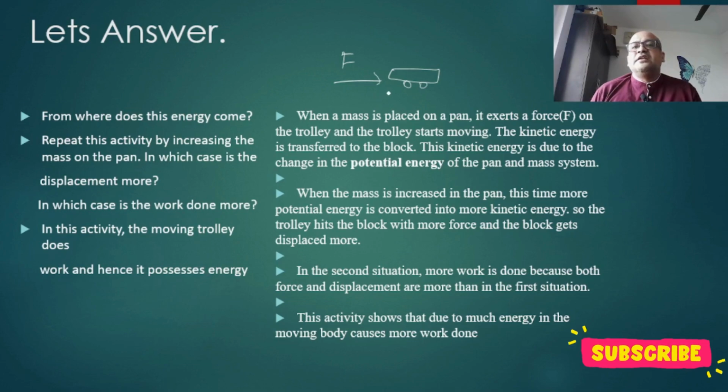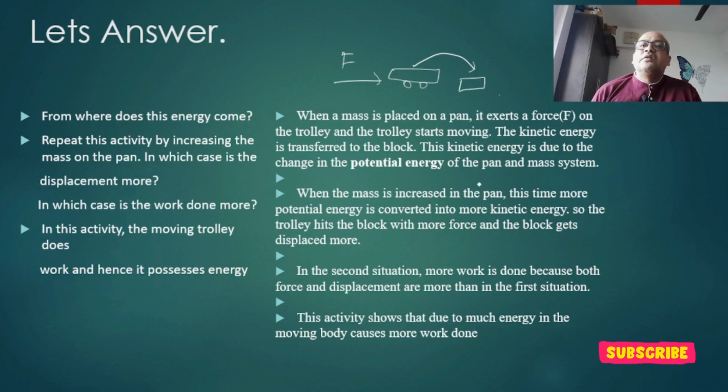The kinetic energy is transferred to the block. The kinetic energy is due to the change in the potential energy of what? Of the pan and mass system. Because we have put the mass in the pan, because of that what has happened? The kinetic energy was generated.